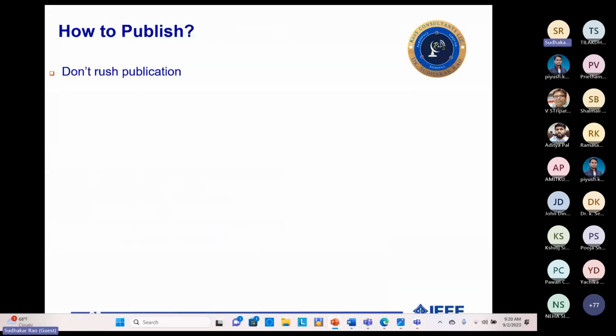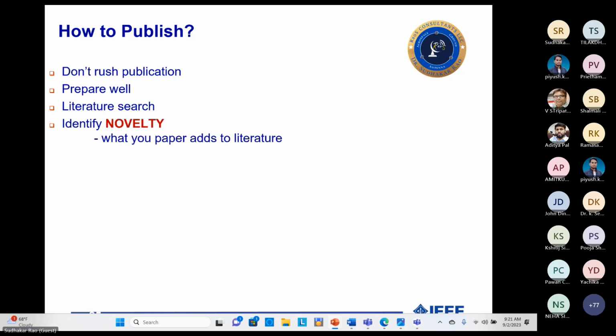How to publish? Basically, don't rush your publication. Take it easy, prepare well, do the literature search, because you need to see what people have done and how your paper is different from the prior art. So identify the novelty. Unless there is novelty, it's very hard for reviewers to accept, because just a minor improvement of some of the papers is not sufficient to qualify. Nowadays we get a lot of requests for publications, a lot of papers to review, and the number of pages is limited, so I have to select the good ones. That's why novelty is important.